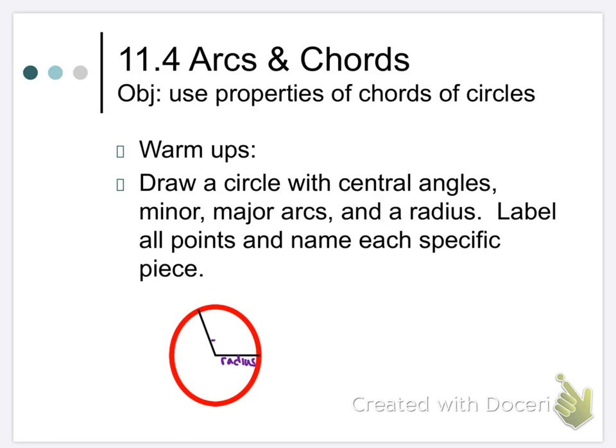This whole portion here, we can call the central angle. So remember, the central angle is at the center of your circle, and it's an angle. The smaller one is going to be your minor arc. This one over here is going to be your major arc.